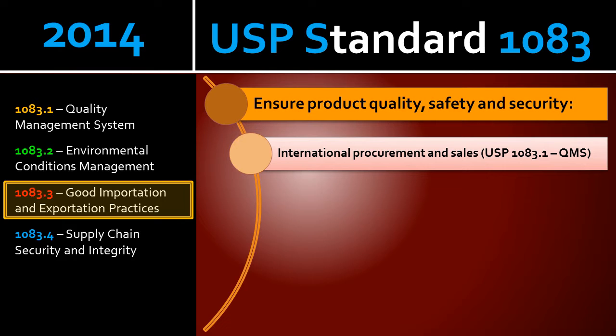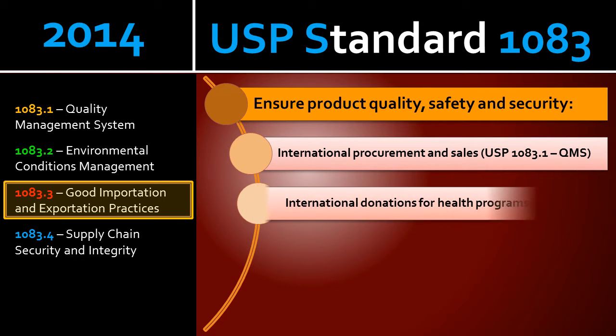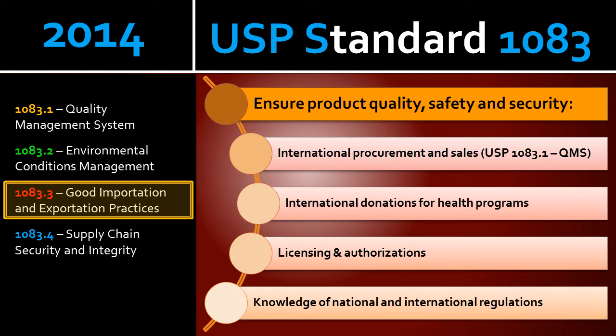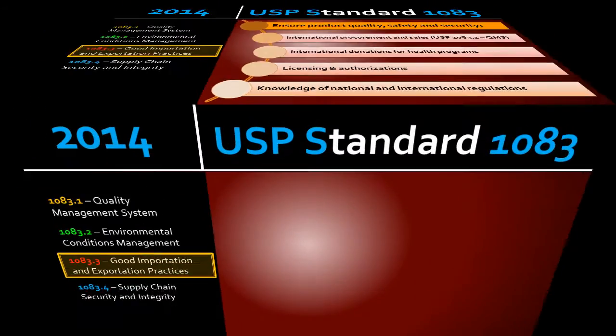International procurement and sale of materials or products is discussed in Quality Management System 1083.1. International donations for health programs should also follow these basic principles. Organizations dealing with importation or exportation of materials and products should have the appropriate licensing and authorizations and knowledge of the country's customs policies and procedures and international conventions.